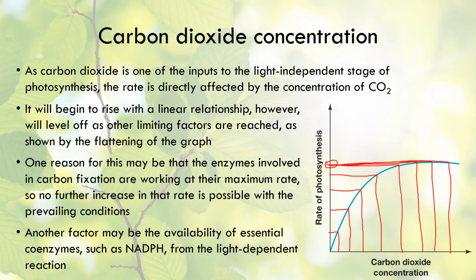Another factor may be the availability of essential coenzymes like your NADPH from your light-dependent reaction. So if we are limiting one of these coenzymes, again, we're going to have a position where we cannot increase the rate of photosynthesis because we've got a limiting factor. Something is fully saturated and working at its highest capacity, and it doesn't matter how much extra carbon dioxide we put in there, it's not going to get any faster. That rate of photosynthesis is going to stay exactly the same.